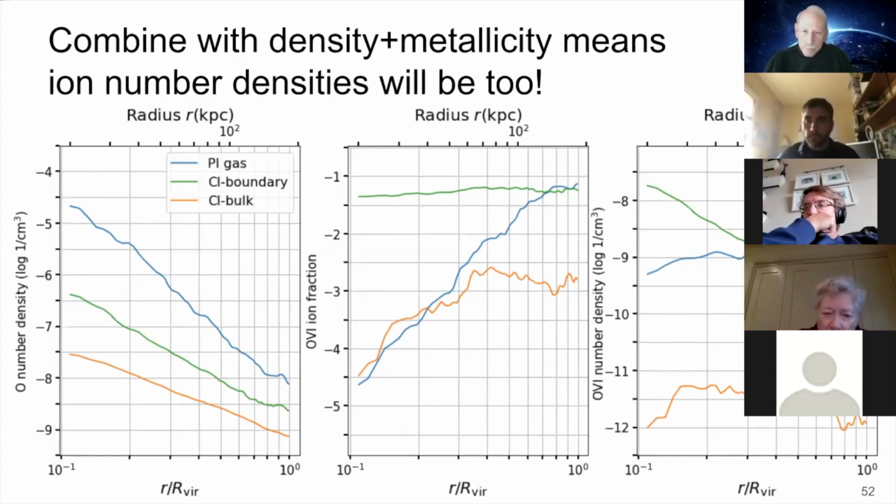So two things to bring your attention to here. First is, since the interface is collisionally ionized, it's flat here, which means that as this increases.